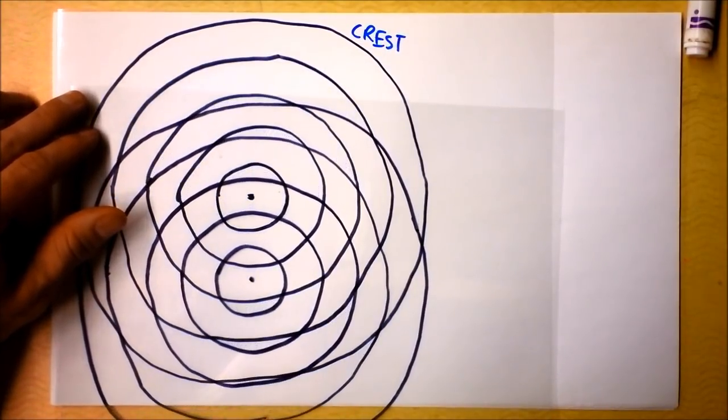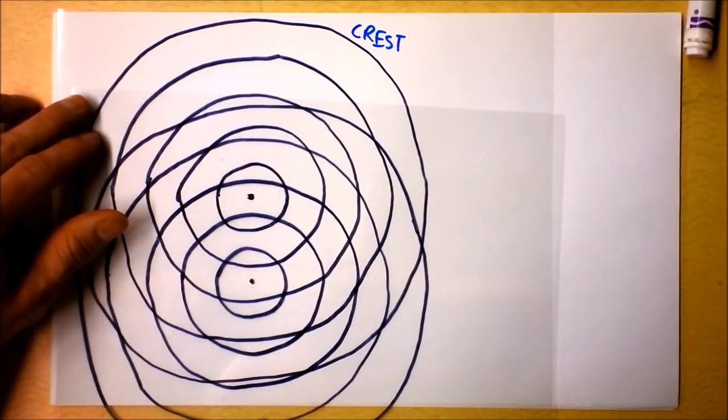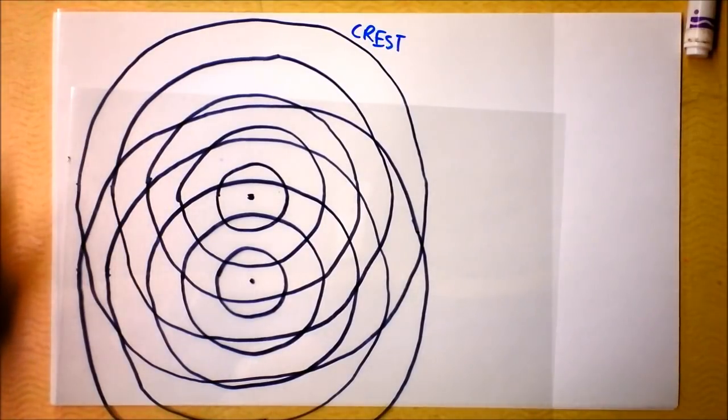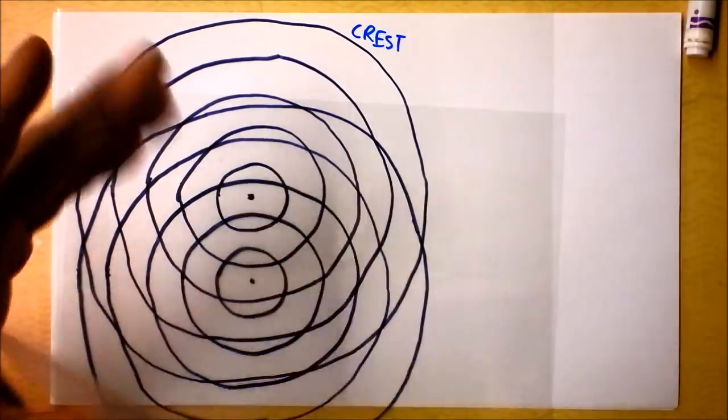Let's separate them by, heck, 3.5 wavelengths and see what happens. All right, 2.5 wavelengths? Yeah, 2.5 wavelengths. All right, here's what I wanna do.